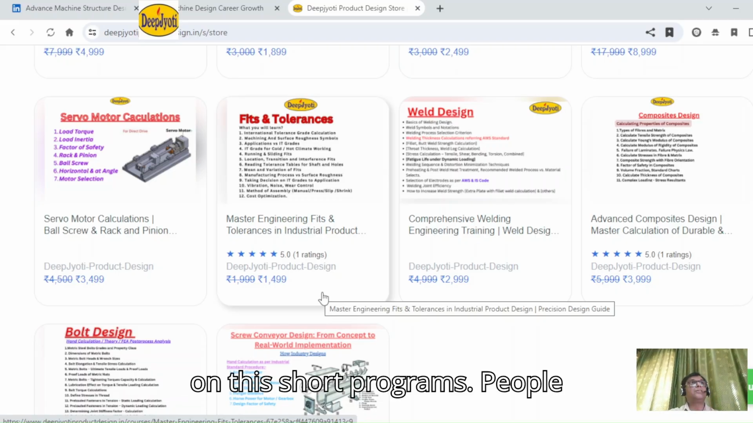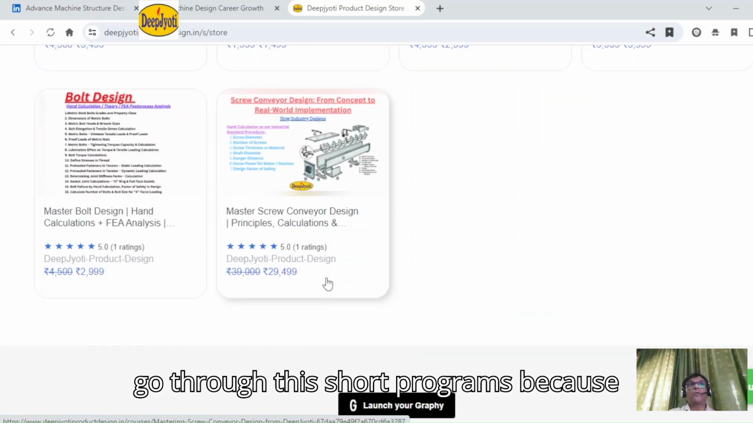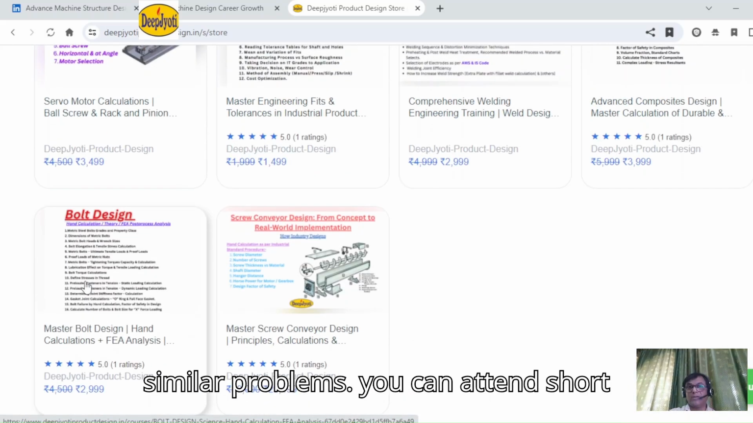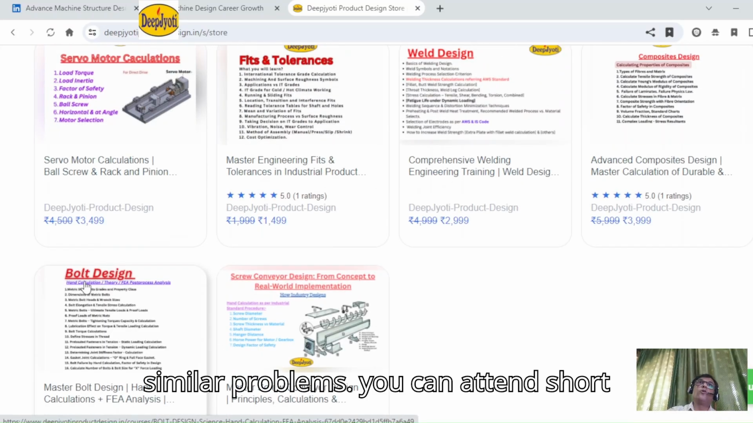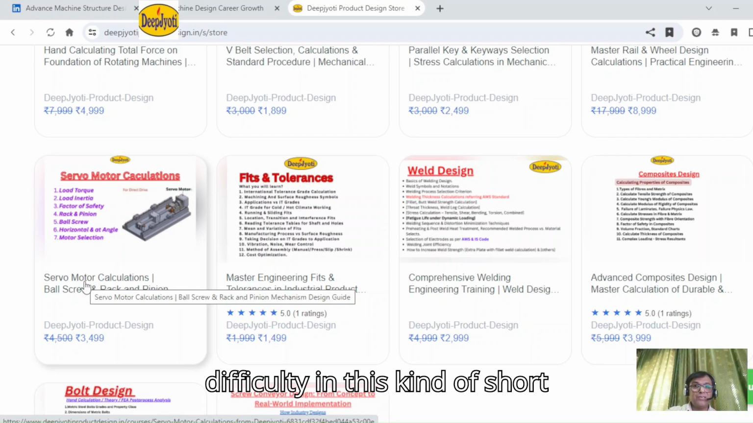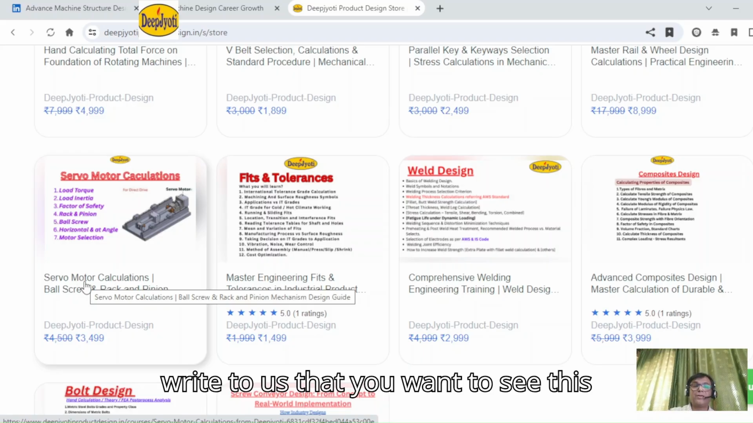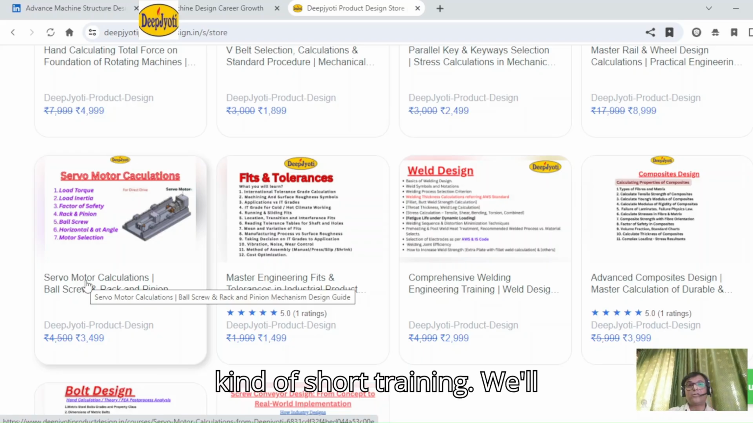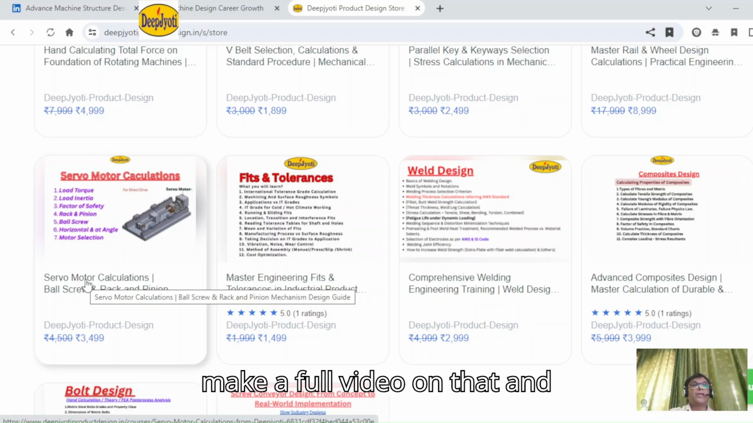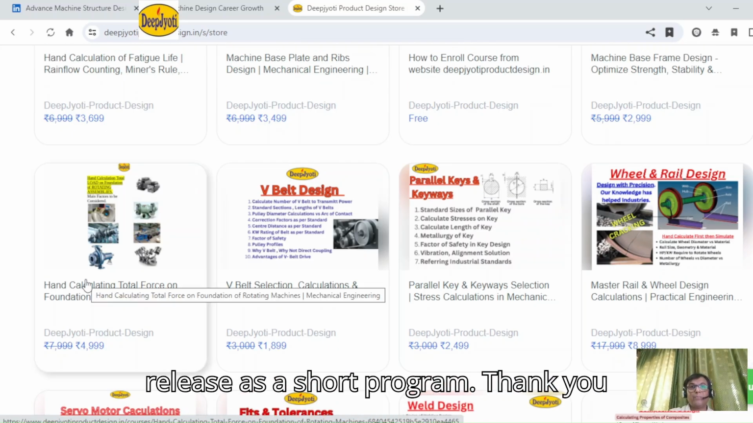People go through these short programs because many people are coming with similar problems. We have made short programs and we are going to make many more. If you have any difficulty in these kinds of short problems, you can suggest to us, you can write to us that you want to see this kind of short training. We'll make a full video on that and release it as a short program.